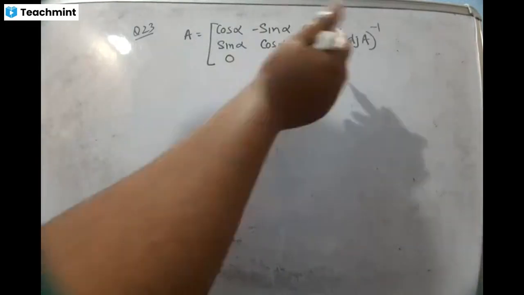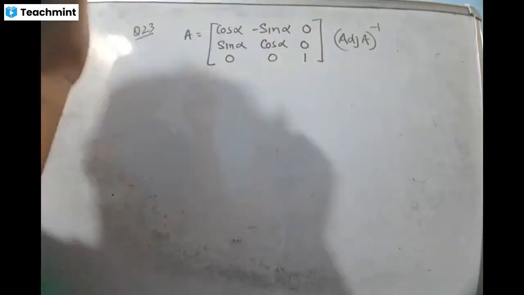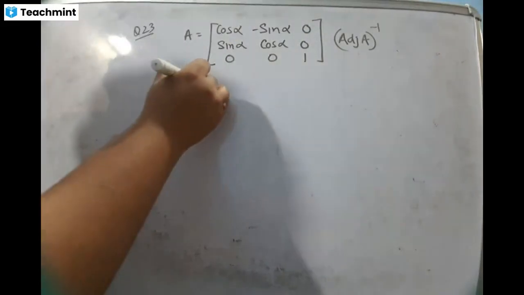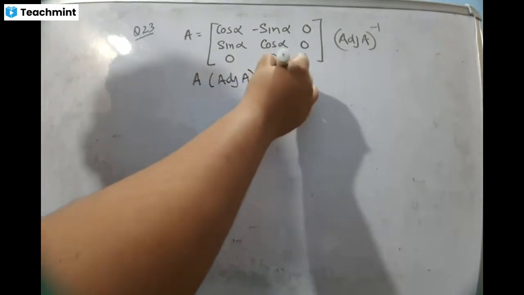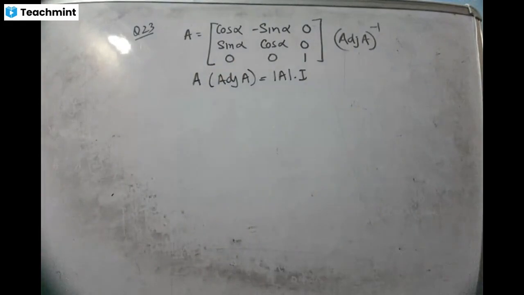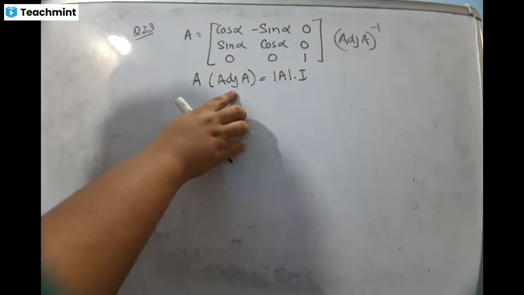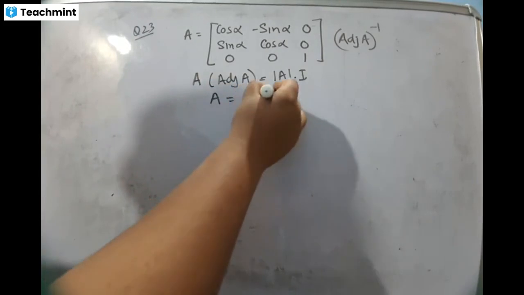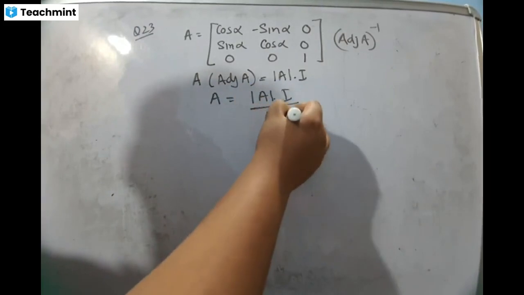Okay, so A is known, and we can find the determinant and adjoint of this. We know one formula: A into adjoint A is determinant A into I. I just use this formula. I need to find adjoint A to the power minus 1, which means I need to take this to the denominator. So how do I do that? A equal to determinant A into I, divided by adjoint A, since determinant is a scalar quantity.